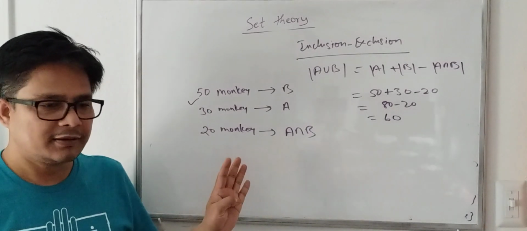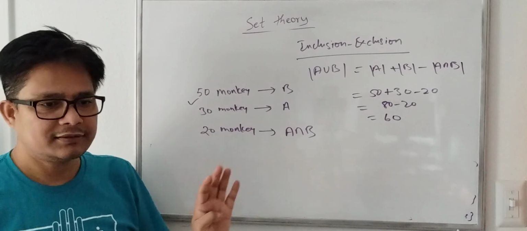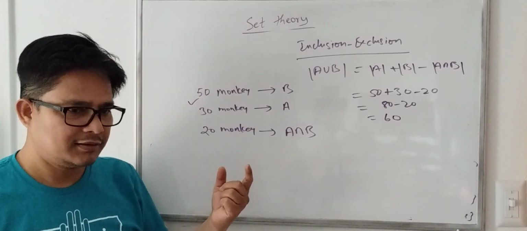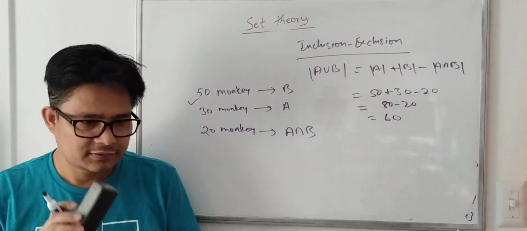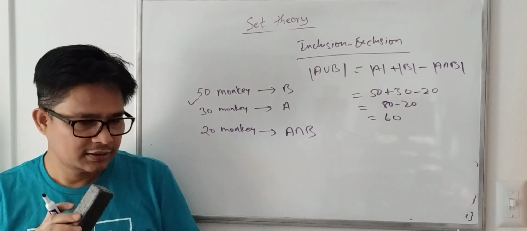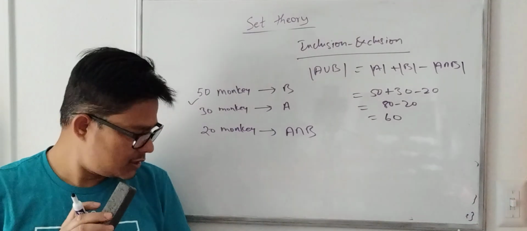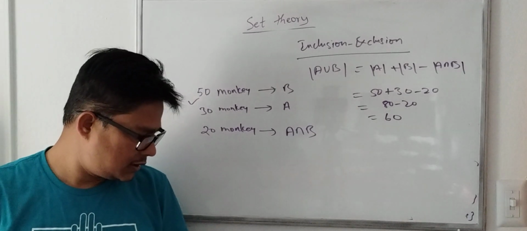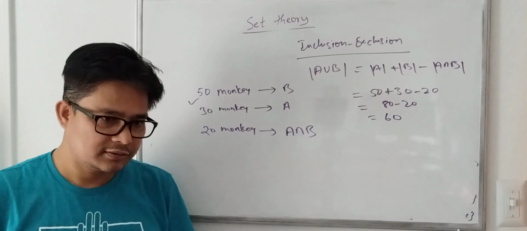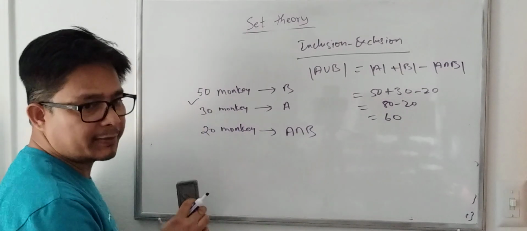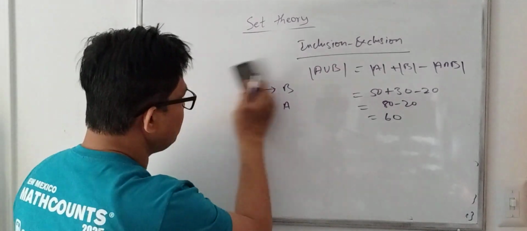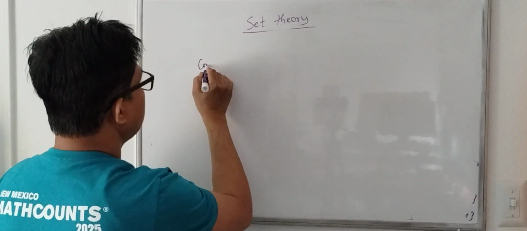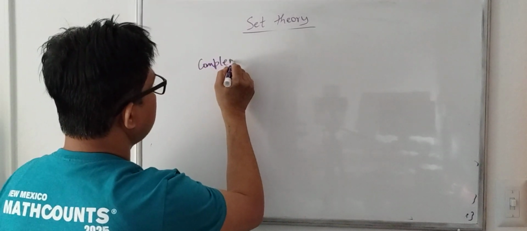So we talked about the concept, and then we talked about some of the examples. I think this should be clear now. So how many things did we talk about? Set, universal set, then union, intersection, and then inclusion and exclusion. Okay, one thing we forgot, complement. This is very simple. Complement.